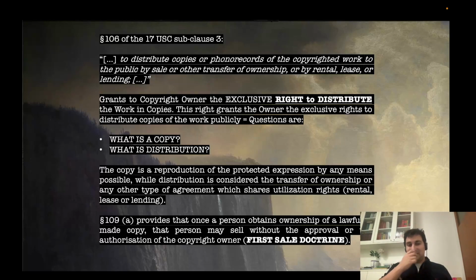Section 109, letter A, describes the first sale doctrine. This one is very important, we're going to see why. Provided that a person obtains ownership of a lawfully made copy, that person may sell it without the approval or the authorization of the copyright owner, you see.